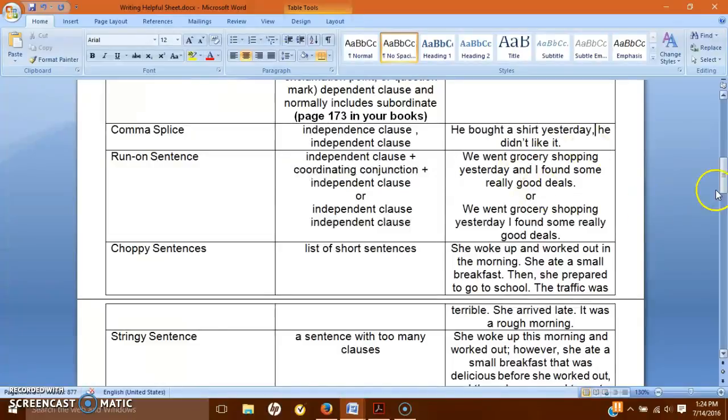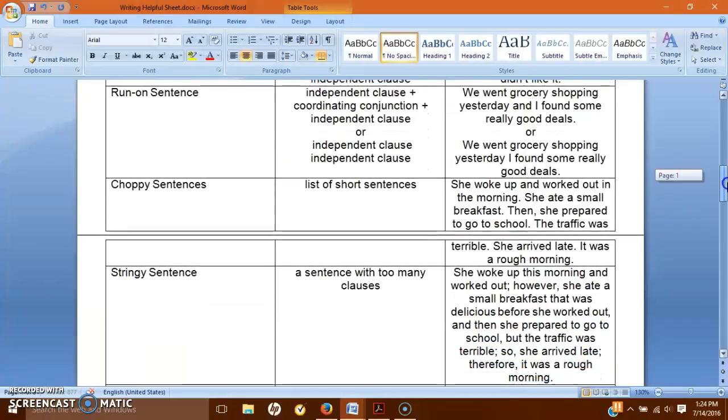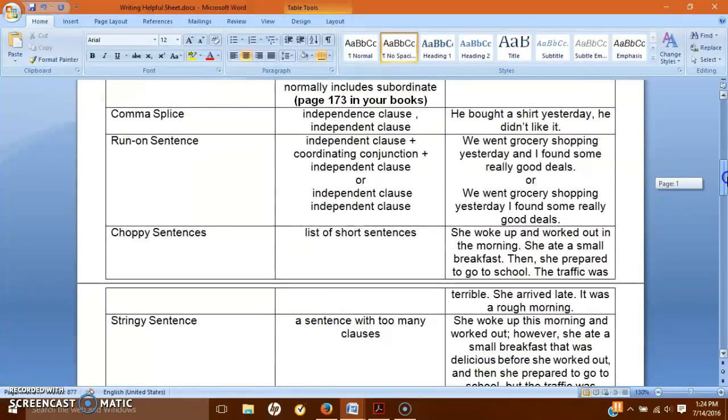So a run-on sentence or a fused sentence is kind of the reverse of a comma splice. So again, you have an independent clause, then you have a coordinating conjunction, one of the 7, and you have another independent clause. That's one way you can create a run-on sentence. And again, these are bad. We don't want to create them. We want to avoid them. The second way is just having 2 independent clauses with no punctuation or coordinating conjunctions between them.